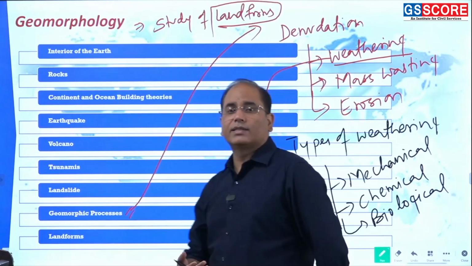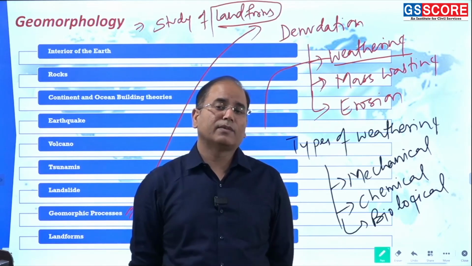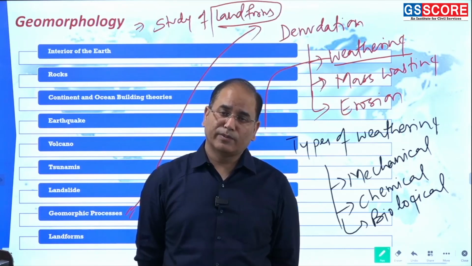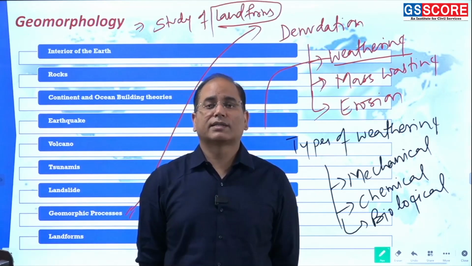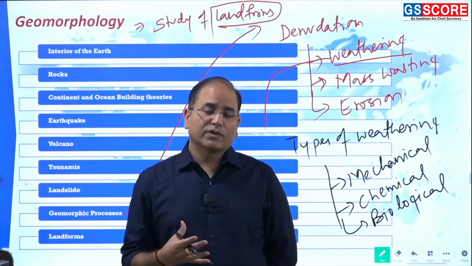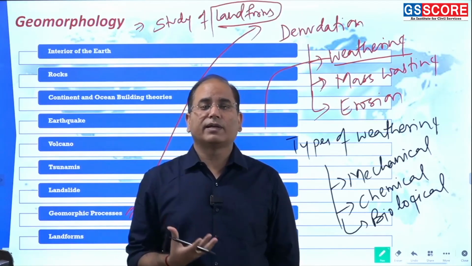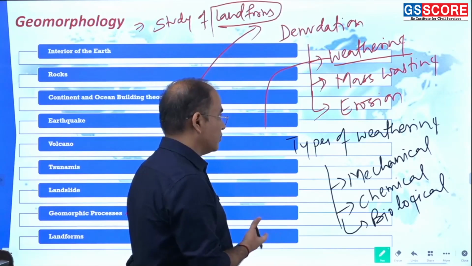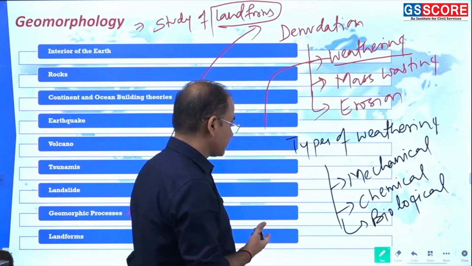Then comes mass wasting. Mass wasting is also referred to as mass movements. In mass movement, there are different types of mass movements, like landslide, flow, slide, debris flow, solifluction. So there are different types of movement that are considered as mass movement or mass wasting.